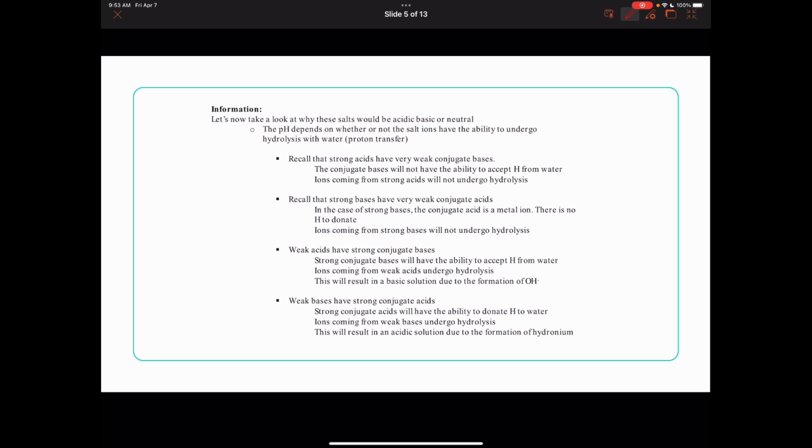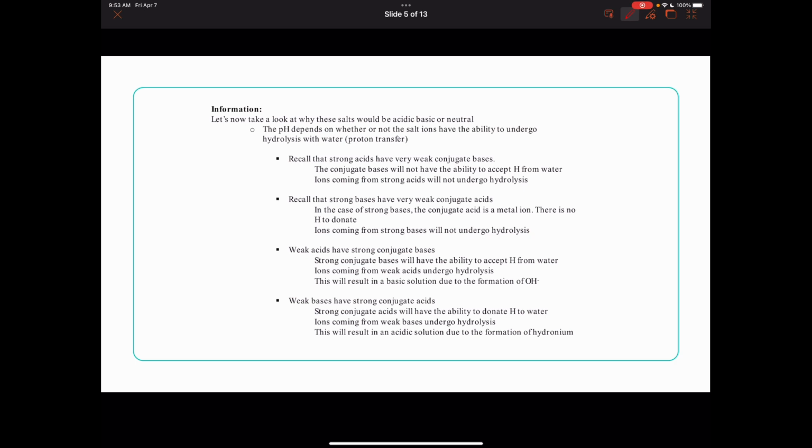Same is true for a base. Strong bases have very weak conjugate acids. In the case of a strong base, the conjugate acid is a metal ion. There is no hydrogen to donate, so there's not going to be any hydrolysis. So again, strong parents, strong acid, strong base: the ions they produce, the conjugates that form our salts, are too weak to take hydrogen from water, or they don't even have a hydrogen that they can donate.